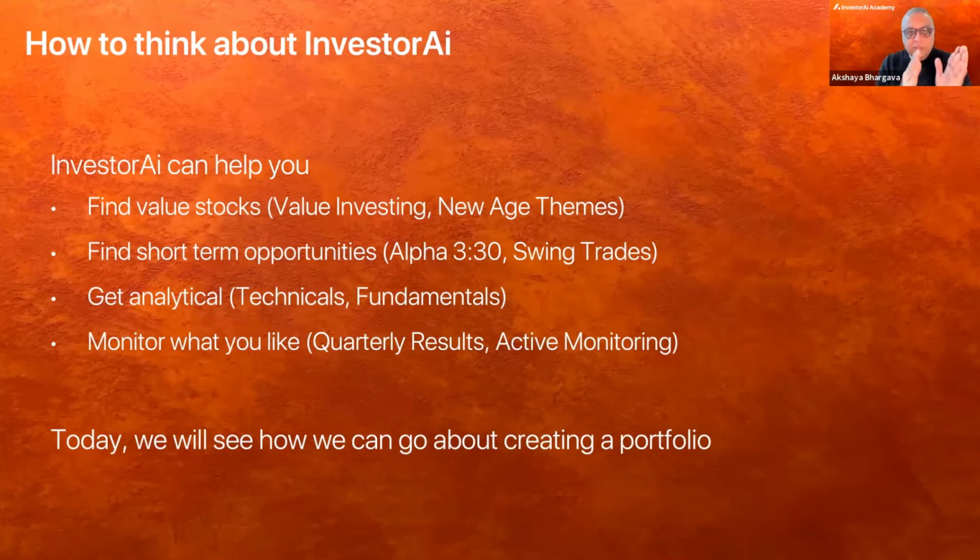So if you think about InvestorAi, it can help you find value stocks, and the algos there are value investing and new age themes. Now, new age themes is an international algo, so it's not really aimed at purely Indian stocks. But I think in time, we will be launching something that is focused purely on Indian stocks. So you will get a version of that very soon. Secondly, it can help you find short-term opportunities. And for short-term opportunities, there are two algos.